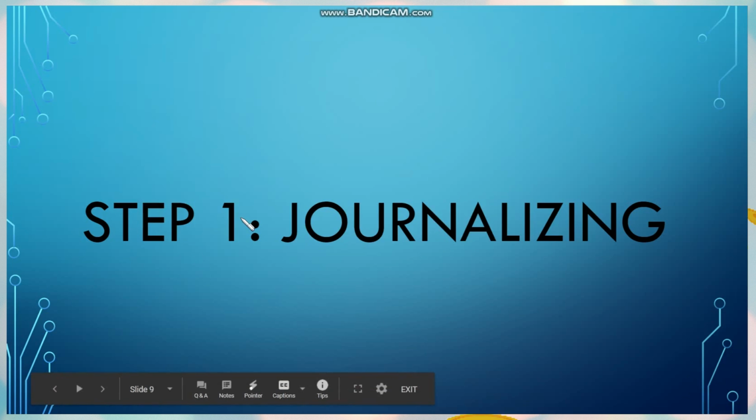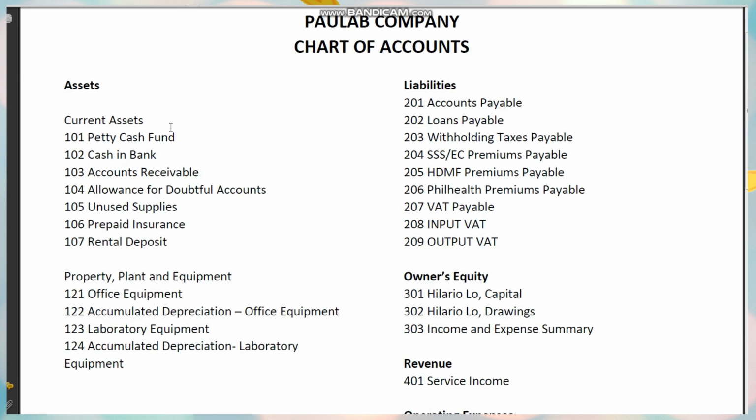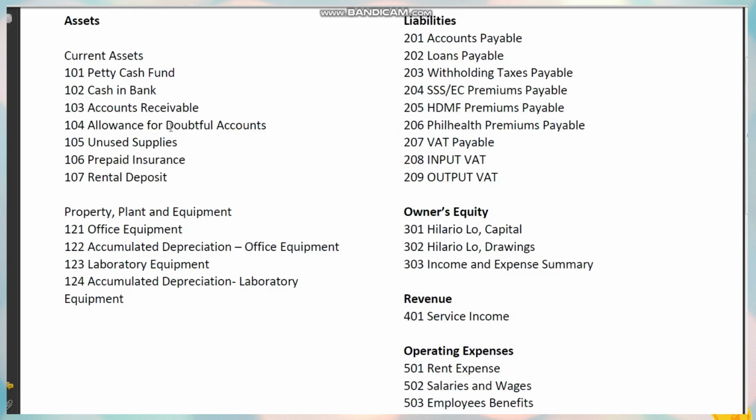Now let's start with step 1, journalizing. To illustrate the steps in the accounting cycle, there's a need to start with a list of account titles we call the chart of accounts. So for the sake of this discussion, I have prepared here a chart of accounts. In the previous lessons, we already talked about what a chart of accounts contains. Say for example, the name of the company is Paul Lab Company, and this is the chart of accounts. These are divided into different categories.